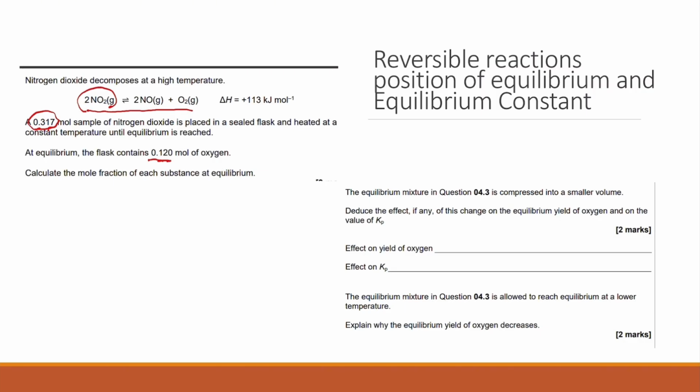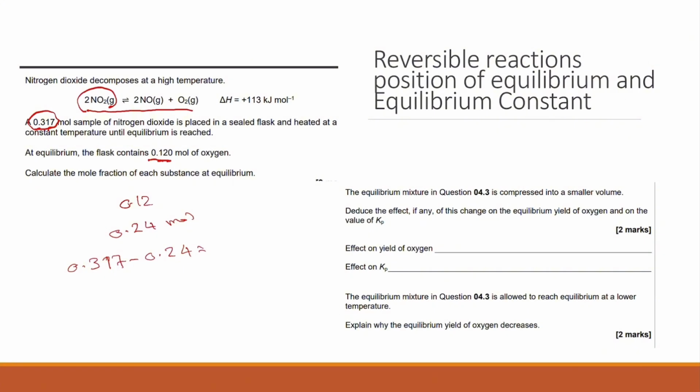So remember, you're going to use the number of moles of the product to calculate the number of moles of the reactant at equilibrium. For example, here oxygen, it's 0.12 moles, and we have 2 moles of nitrogen oxide giving 1 mole of oxygen, meaning the moles of nitrogen oxide that reacted was double this amount, so 0.24 moles. Now, the moles of the nitrogen oxide remaining at equilibrium will be the total, which is 0.317, minus the amount that reacted, which is 0.24. So this is how you calculate the moles of each at equilibrium.